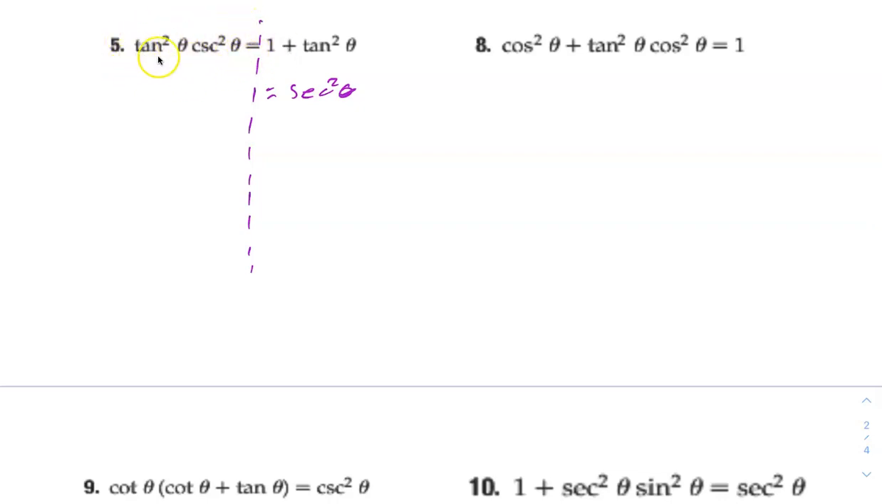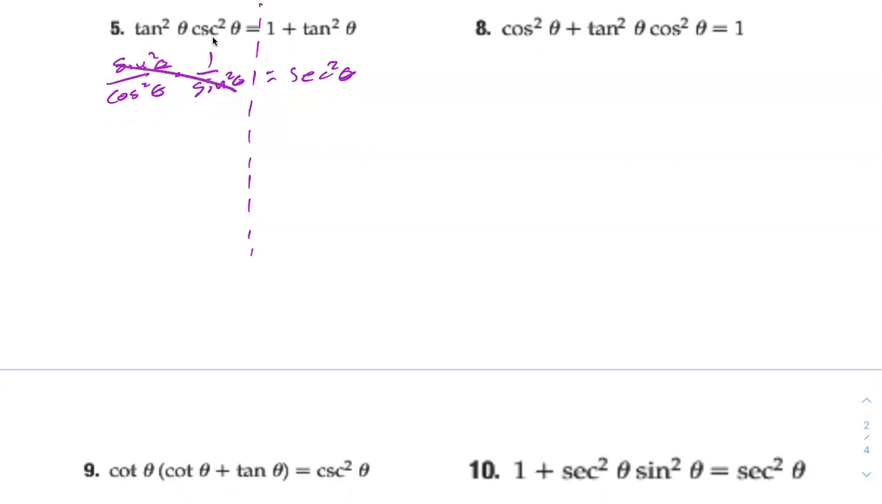Over here, I have tan squared times cosecant squared. I'm going to try to simplify this. Tan squared is sine squared over cosine squared, and cosecant squared is 1 over sine squared. Well, now the sine squareds cancel. I just get 1 over cosine squared, which is secant squared. So these two sides match.